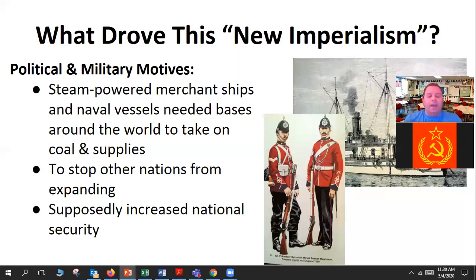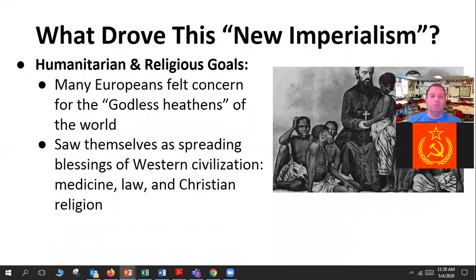Another reason to set up ports or harbors like this is that you could claim that territory for yourself, which would supposedly keep other nations from trying to invade. I mean, it didn't work this way, but it was a way for these nations to increase their own national security. That didn't work. There were plenty of invasions and plenty of wars the whole time.